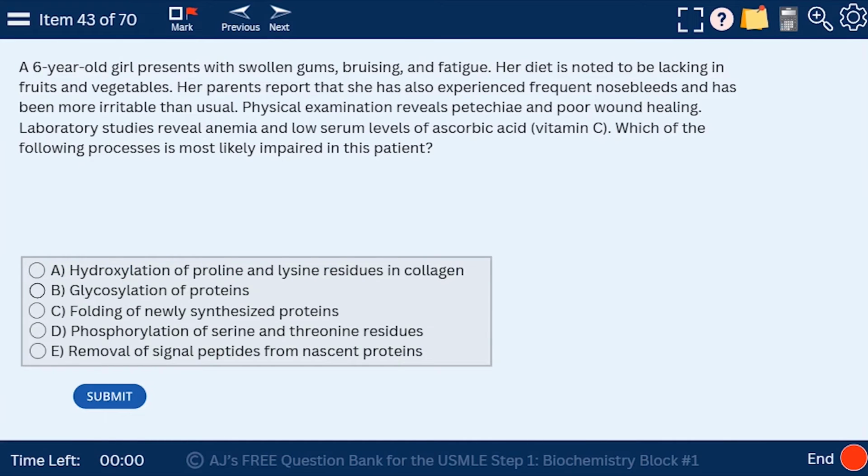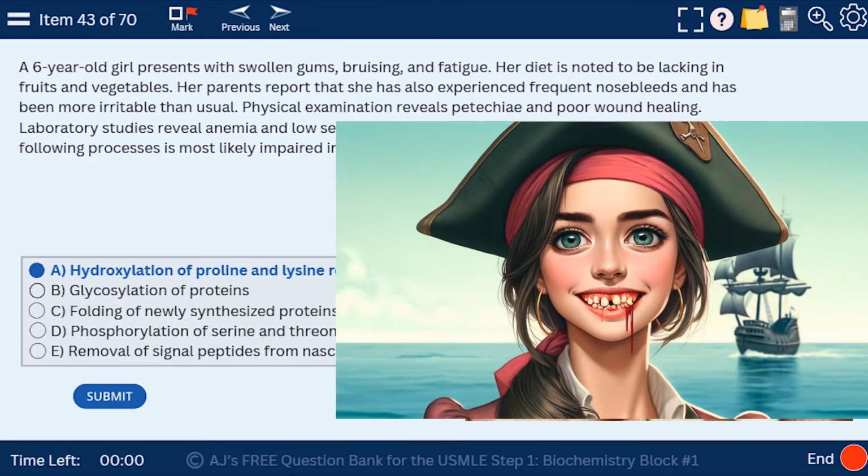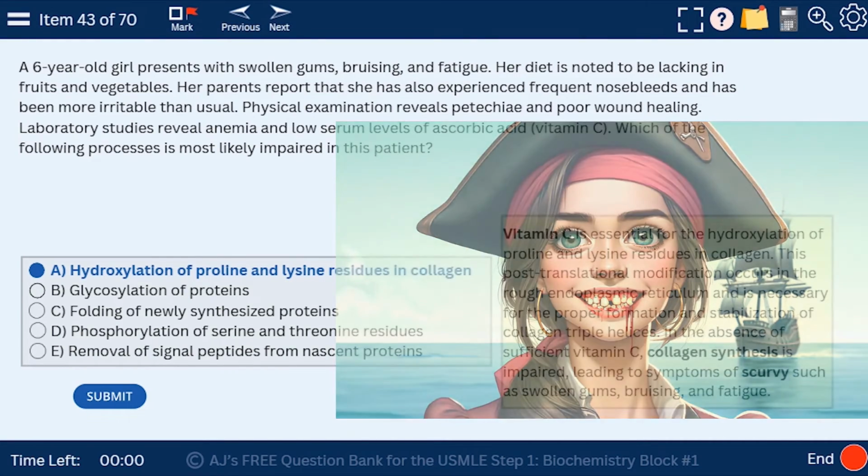Question 43. A 6-year-old girl with scurvy. What's impaired? Hydroxylation of proline and lysine residues, because that's what vitamin C does. It hydroxylates proline and lysine for collagen. Scurvy.